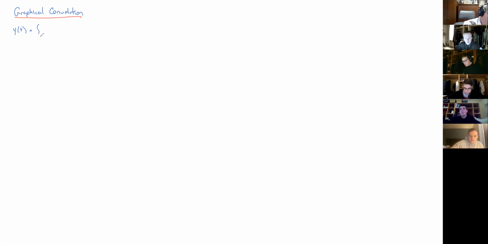Graphical convolution is the integral of x of tau, we just need a dummy variable in there, times h of t minus tau d tau. So when I first saw this as an undergraduate, I was confused because there were two variables. There was a t variable and a tau variable, and I wasn't quite sure how to manage all that.